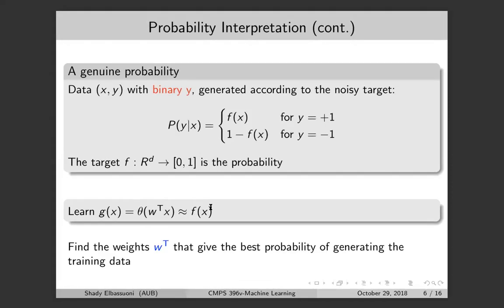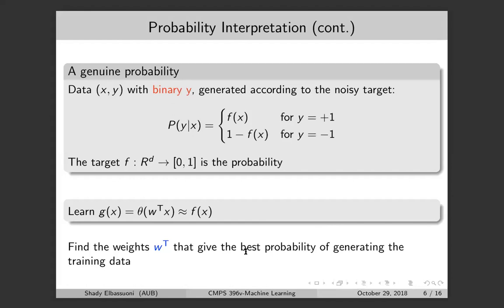So our goal is to do what? Is to find the weights, W, that give the best probability of generating the training data. So given a particular W, let's say I have multiple W's, an infinite number of W's. These are weights, real values, so it could be infinite. Now, which one out of all of them gives you the best probability of generating the training data?